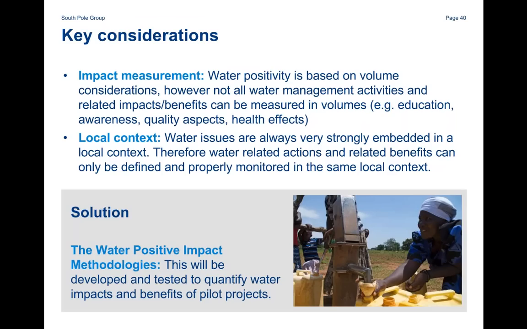What is very clear is that the local context is an extremely important element there, and all the water issues are always to be seen and to be identified in a local context. And equally as well for the right actions and the related benefits, they can only be defined and monitored understanding the same local context.